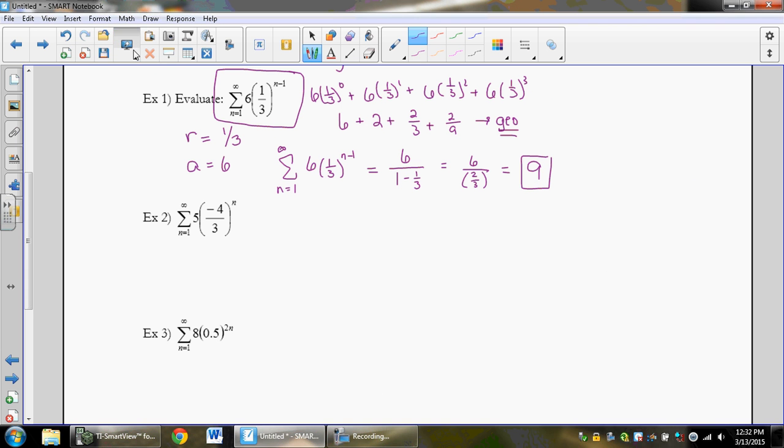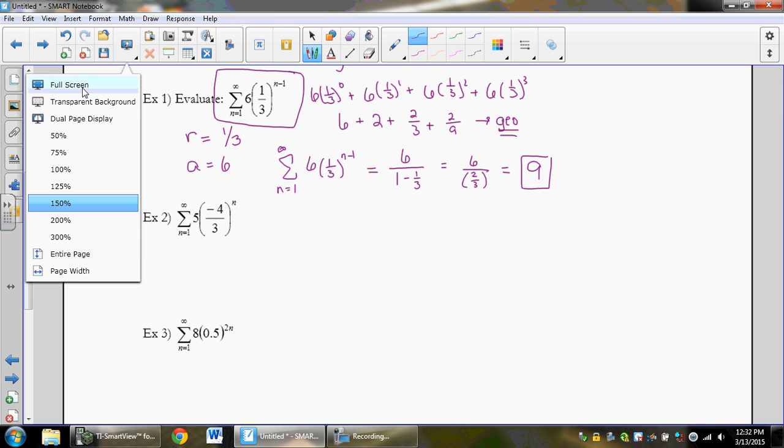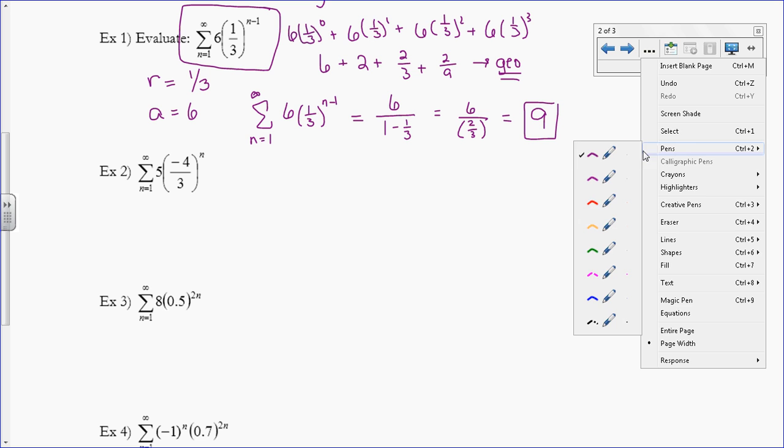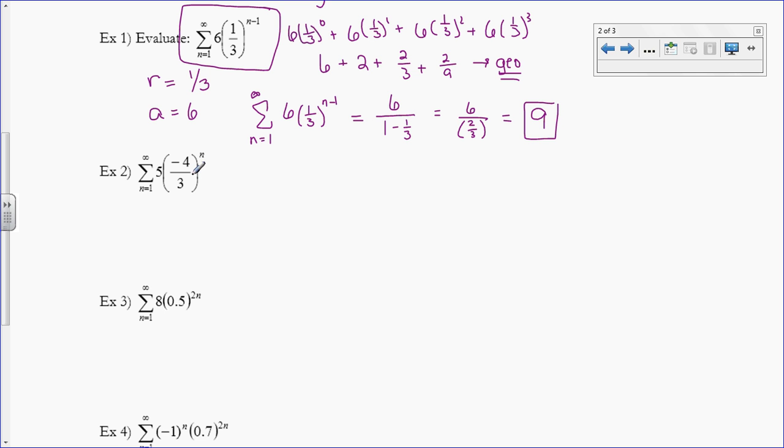Okay, so where were we? We were right here. I want to find the sum of this, and it is geometric, I think, but I can't be sure until I write out the first couple of terms. So when n equals 1, I've got 5 times negative 4 thirds. And when n equals 2, I've got 5 times negative 4 thirds squared, and 5 times negative 4 thirds cubed.